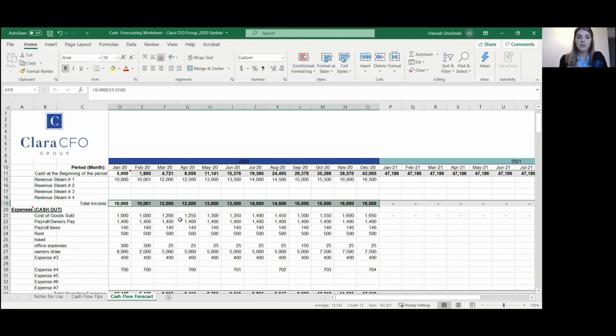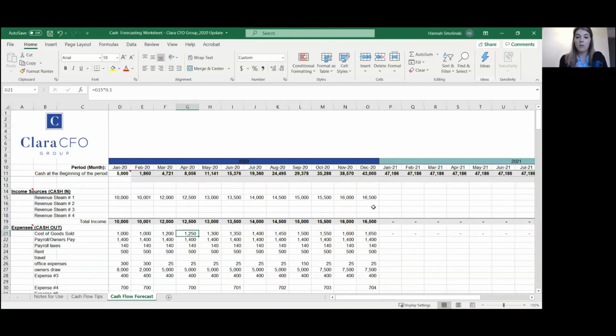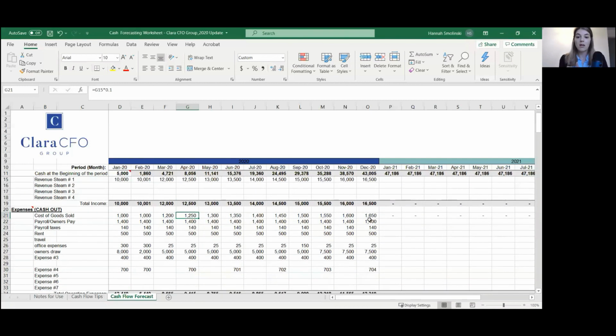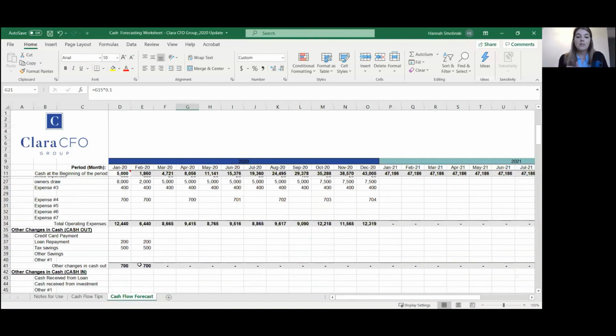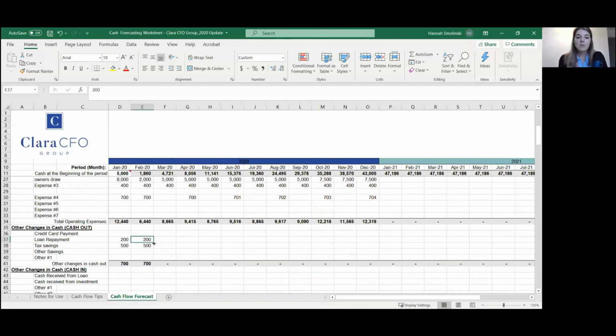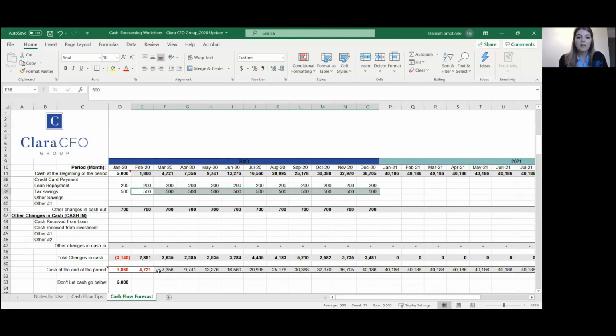And you can see that because I put in a formula of 10% for cost of goods sold, the cost of goods sold is going up along with revenue. And then my labor is staying the same. My rent is staying the same. A bunch of these other things are staying the same. So, and let's just say I'm going to continue my loan repayment throughout the year. And then I am going to continue my tax savings too. Okay. So we're going to look to see what the effects of this will be.